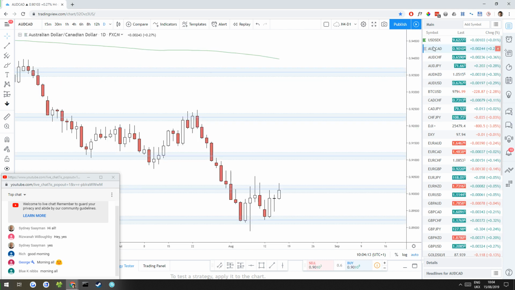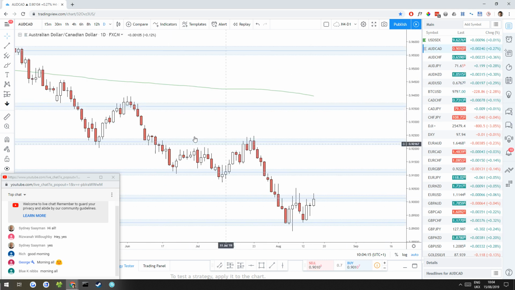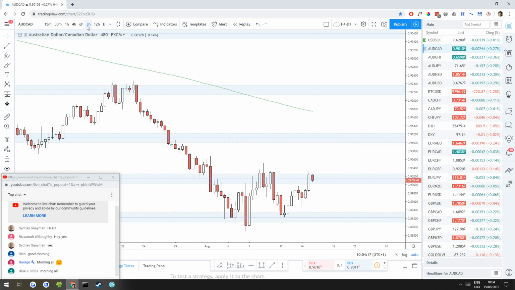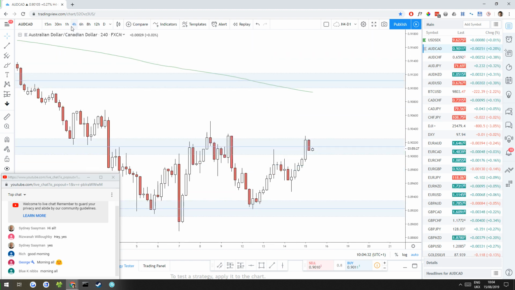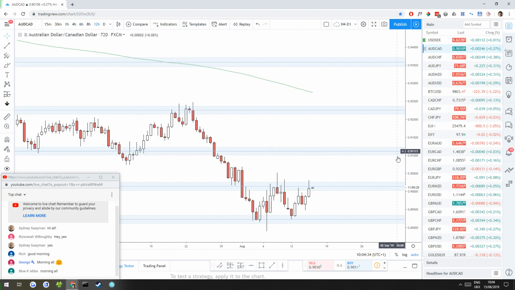Let's look for some new setups. Like I said, I'm doubtful that we're going to find anything that interesting today. There are a few things going on, but I doubt we're going to find anything super interesting today. That being said, AUDCAD kind of looks somewhat interesting. Let's keep an eye on this one.